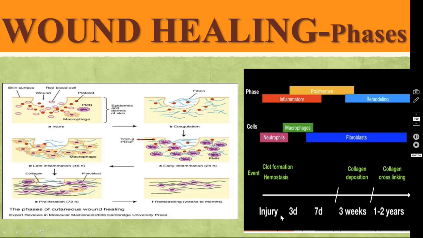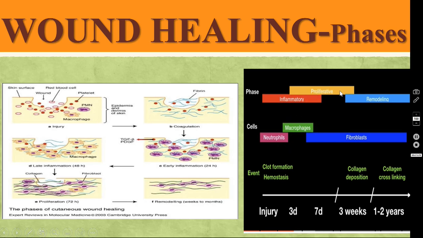So injury up to third day, it is the early inflammatory phase. Immediately after injury, the event is the clot formation and hemostasis. Here, the main cell is the platelet, and then the neutrophils and macrophages also will be attracted. This is what is called chemotaxis by the growth factors to the wound. And then this is the inflammatory phase.